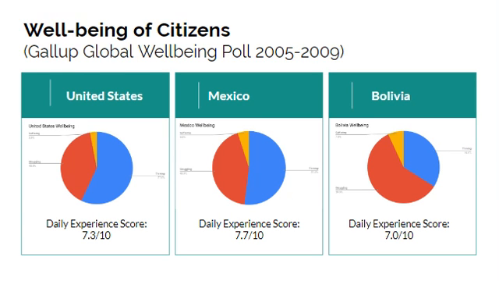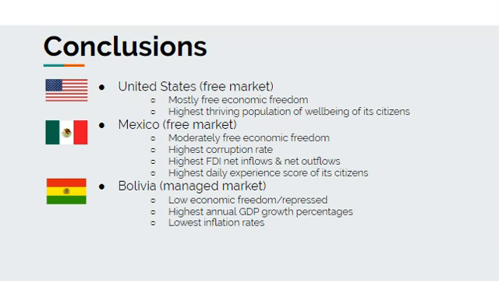This is data from the Gallup Global Wellbeing Poll from 2005 to 2009, and as you can see, the United States has the highest population of its people thriving, as indicated by blue in the pie charts, and Mexico has the highest daily experience scores with 7.7, on a 0 to 10 scoring, with 0 being the worst day and 10 being the best day. As you can see, the three countries have vast differences inside being free and managed markets, and the differences are located under each bullet point.